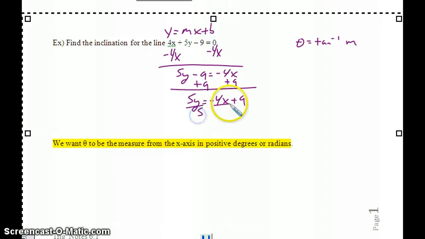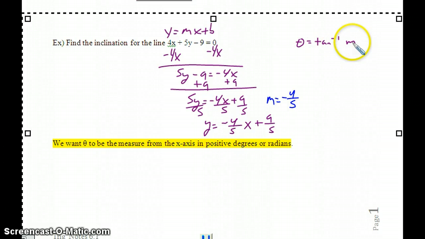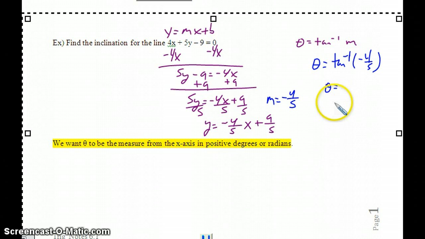I want to get rid of the 5. And I would finally end up with negative 4/5 x plus 9/5. So the slope of this line is negative 4/5. Let's plug that into our formula then, if I'm trying to find the angle of inclination. Theta is equal to the tangent inverse of negative 4/5. Again, my calculator should be in degree mode. Typing this in, I'm getting theta to be approximately negative 39 degrees.